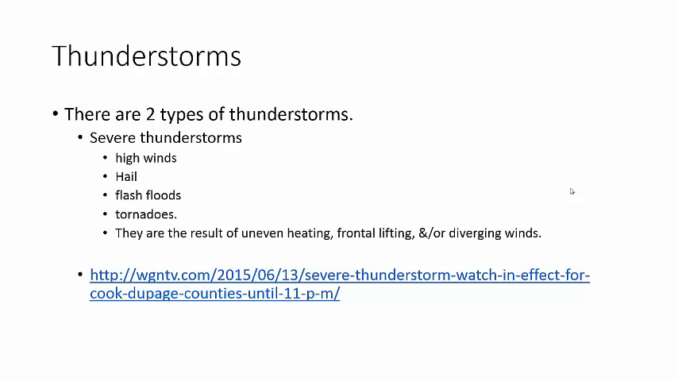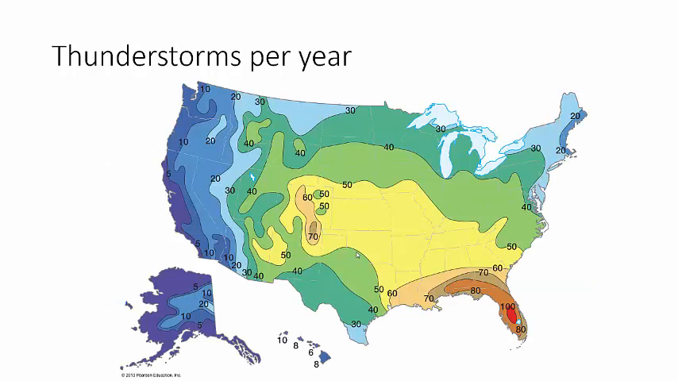Now, the other type, like I said, is a severe thunderstorm. It can produce fast winds, hail, flash floods, tornadoes. It does not have to produce all of these, it just has to produce one of these in order to become a severe thunderstorm. Okay, so if we look at where we are and how many thunderstorms you get a year.